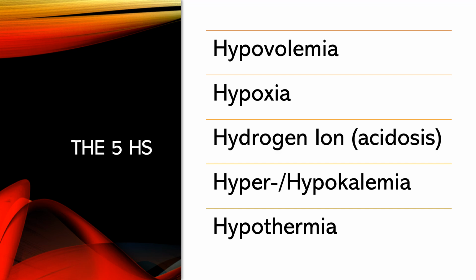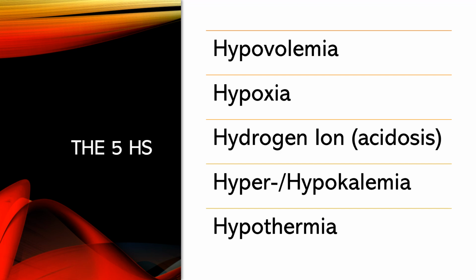Hydrogen ion, also called acidosis. Acidosis occurs when there is an imbalance in the body's acid-base status, leading to a buildup of hydrogen ions. Causes may include diabetic ketoacidosis, sepsis, or renal failure. Look for Kussmaul breathing, fruity breath odor, and changes in mental status. Interventions include monitoring blood gas levels, administering medications to correct the acid-base imbalance, and providing supportive care.